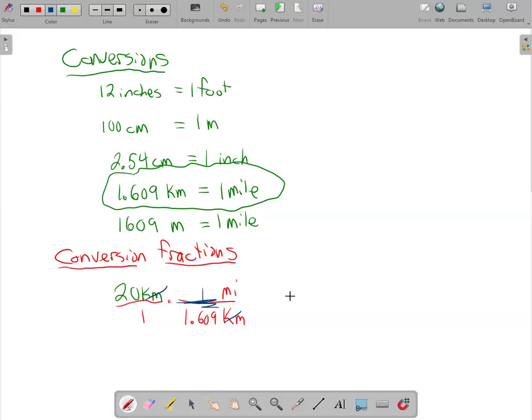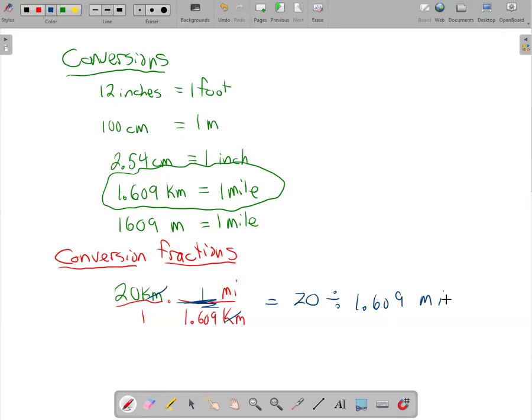So when I whip out my calculator, I say, okay, let's take 20 and divide it by 1.609. And the result has to be miles because I just canceled kilometers. So a couple of important things. One, in order to make conversions happen, we need to know a relationship between the units that we're working with. Two, in order to figure out whether to multiply or divide, a conversion fraction can help identify whether you should multiply or divide. Because if you do the wrong thing, you're going to totally mess it up.